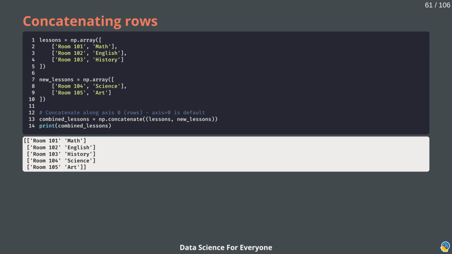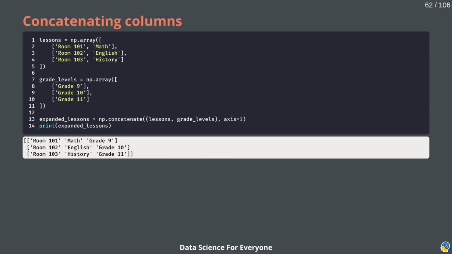Let's say we have an array with lesson details and now we want to add 2 more rows for new lessons. We can combine both arrays using np.concatenate and pass them as a tuple. Since we are adding rows, we are working along axis 0, which is also the default, so we don't have to set it manually. If we want to add column names instead, such as grade levels, we can set the axis parameter to 1 in the np.concatenate call. This will stack the arrays side by side, adding new columns to each row.